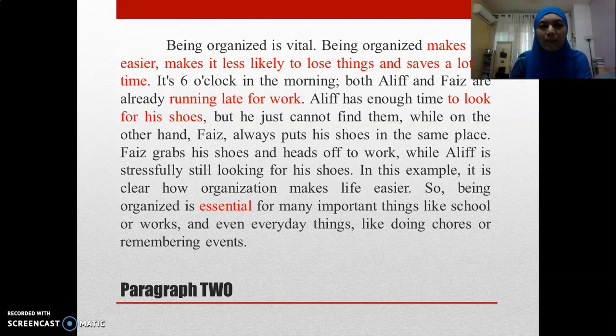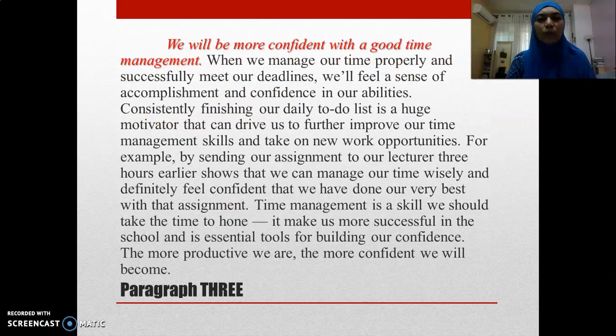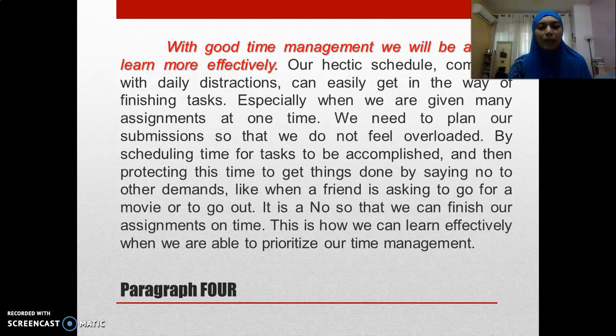Now, point 1, point 2, and point 3, the way you write is just the same. You have the same organization and the same planning. But you have to look at the last sentence of each paragraph. That's very important. Why? Because that will appear in your last paragraph. So this is my paragraph 2, my paragraph 3, my paragraph 4.